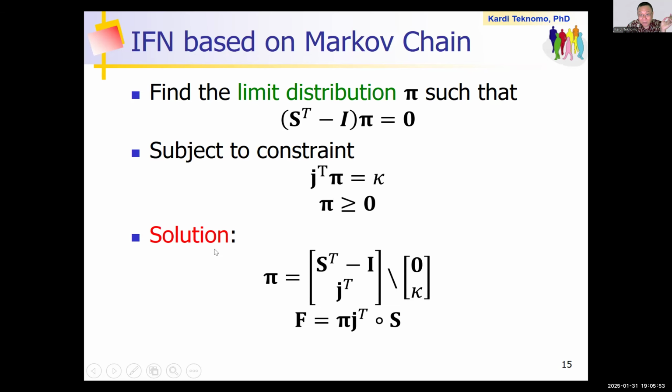Based on that, the solution is this equation. This equation has one matrix and one vector here. The stochastic matrix, you transpose it and then subtract the identity matrix, and then you add at the bottom J transpose, which is 1, 1, 1, 1, 1. Transpose here represents horizontal. And then you have all zeros, and the last one is kappa, representing the total flow in the network. Then the divide here is a reverse division, which means you use the generalized inverse.